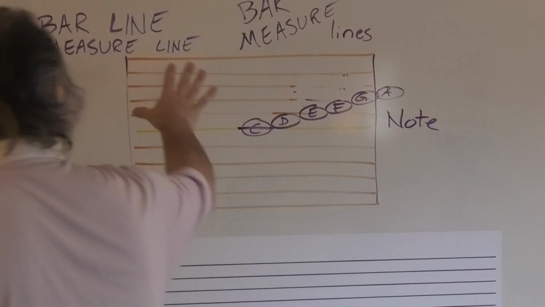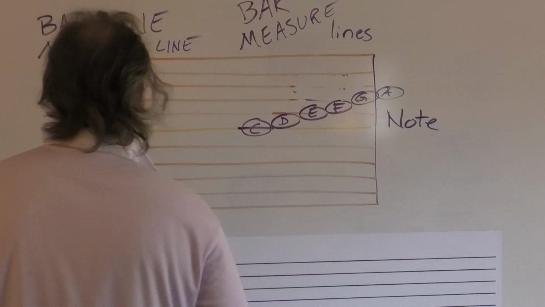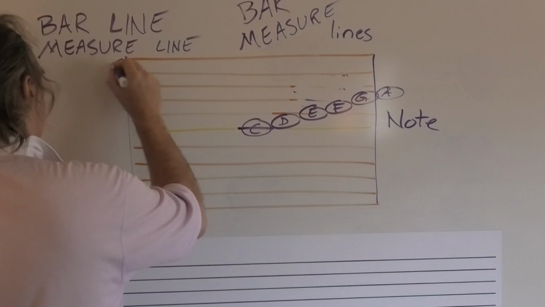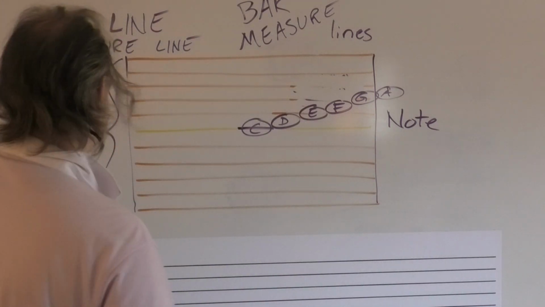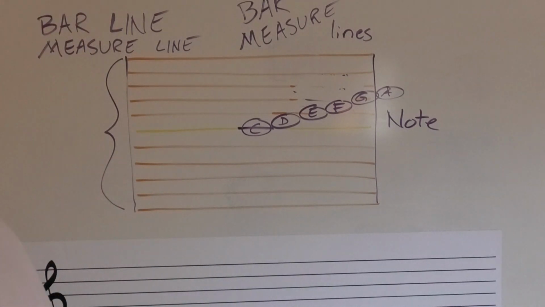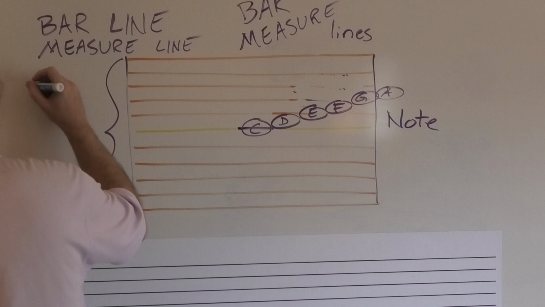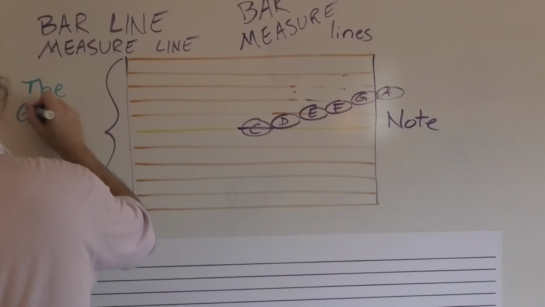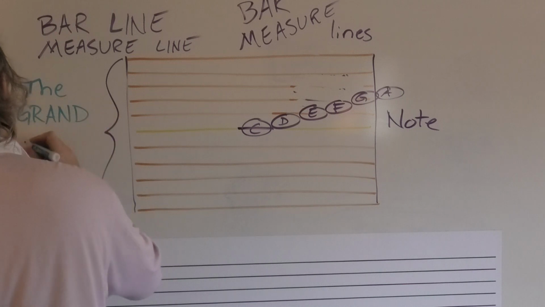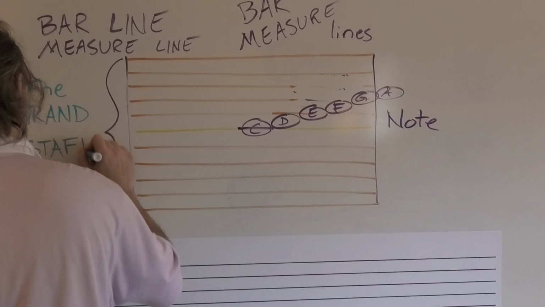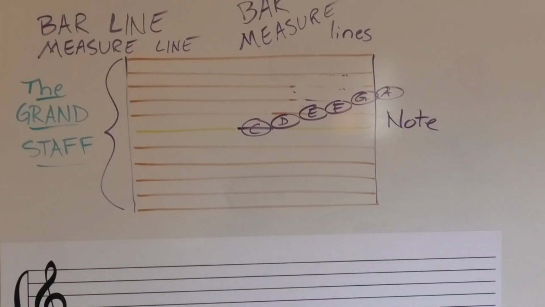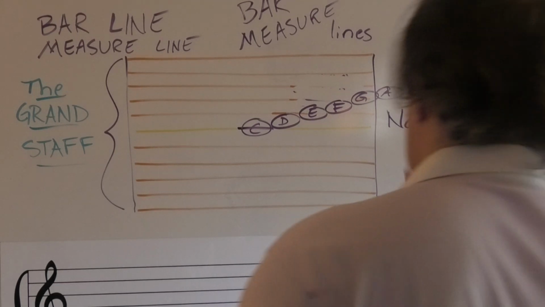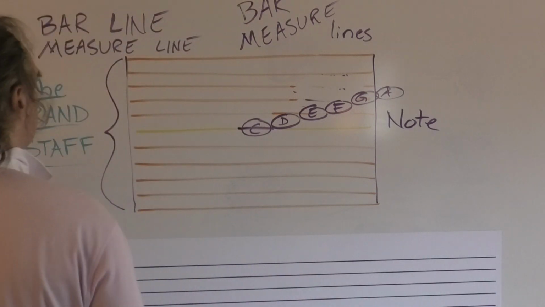Now, when you put the two staves together, and you connect them with a bracket, a curly bracket, this becomes what we call the grand staff. And that's what we call it. So you want to know that. The grand staff. So this is the grand staff.